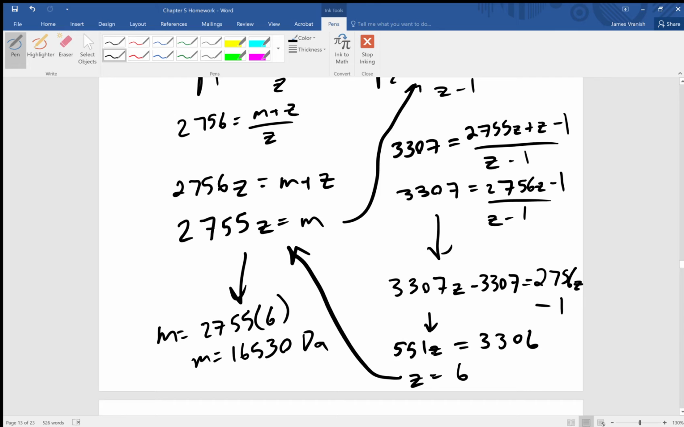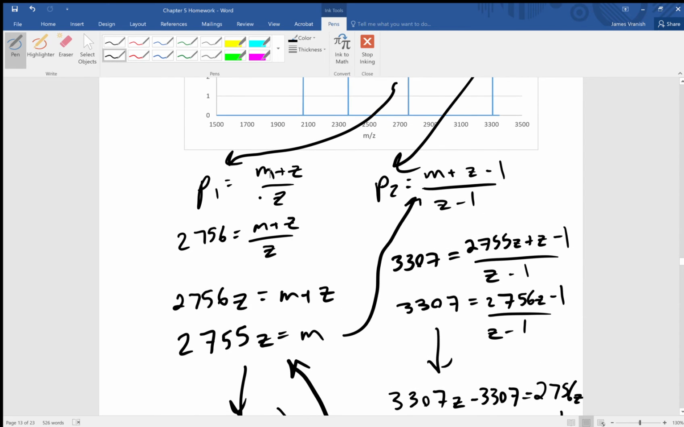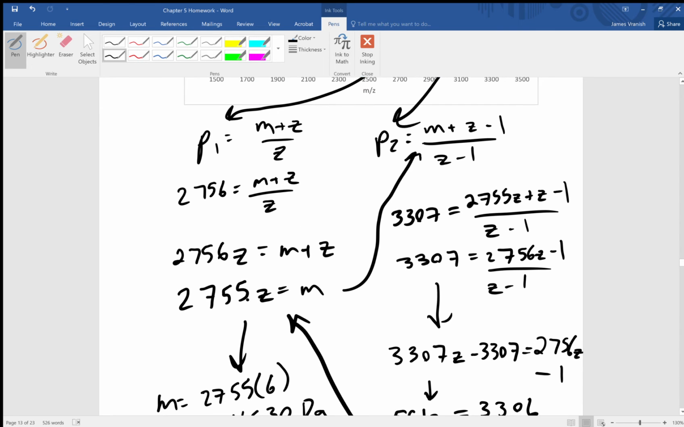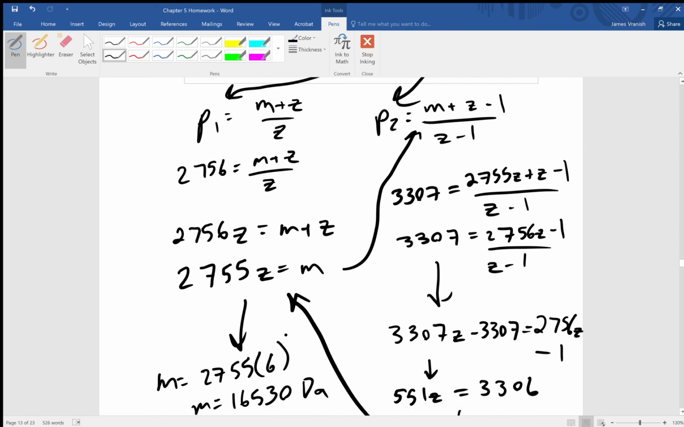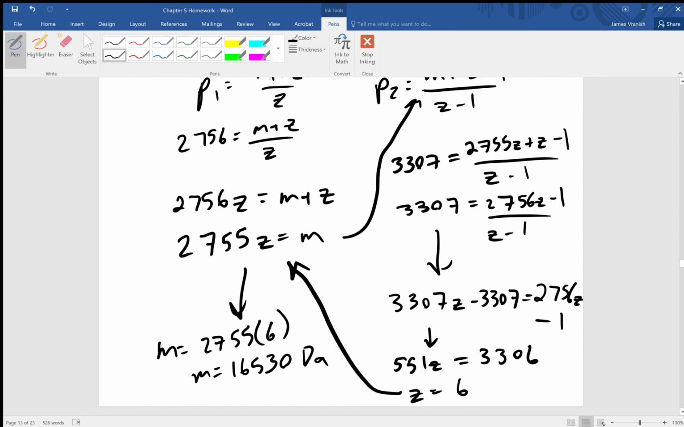Now, when we divide z by 551 and 3306 by 551, you end up with z is equal to 6. So we now know the charge of our P1 peak here. From our simplified equation, if we know z, we can now figure out what m is. We know that 2755 times z is going to give us our mass. So if we take our z value of 6 and plug it in there, we now get m is equal to 2755 times 6, and our mass is therefore 16,530 daltons.